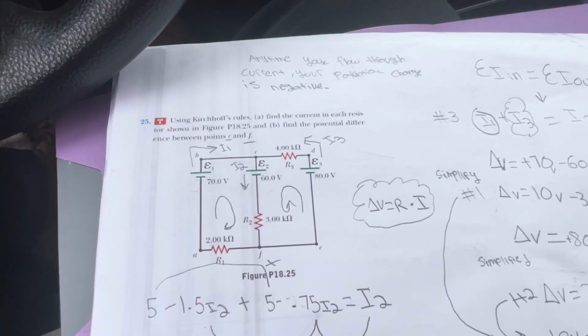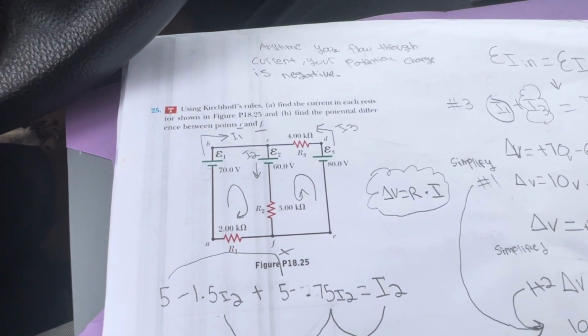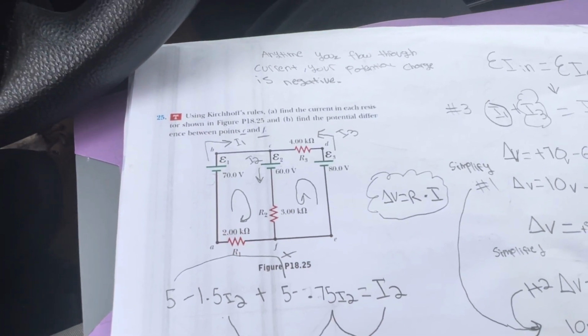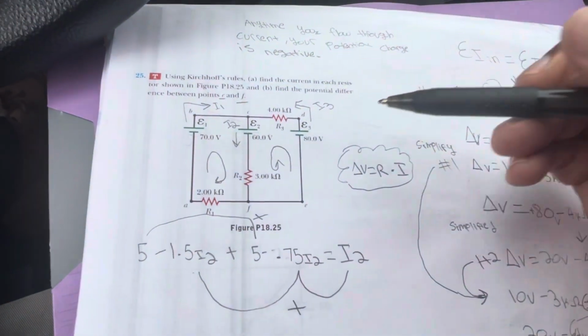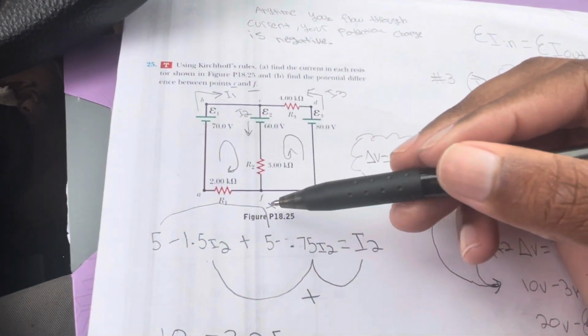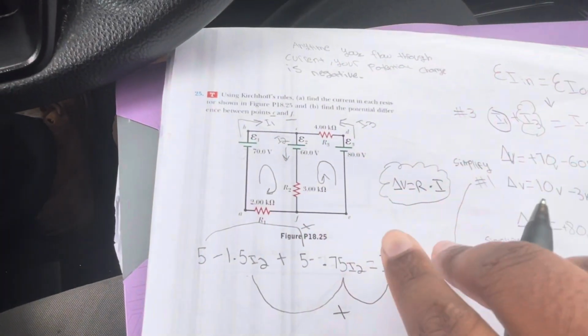Alright, for this question, we will be using Kirchhoff's rules to find A, the current in each resistor, and B, find a potential difference between points E and F. So first, please ignore all this writing right here.